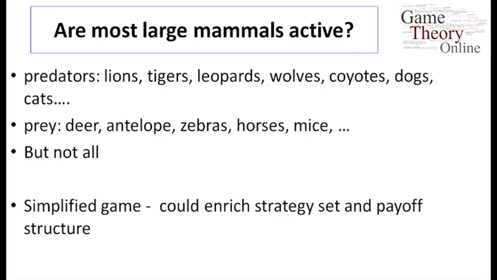So obviously we can enrich the game to take into account different kinds of habitats, changes in climate, changes in the particulars of the geography and so forth. That's going to enrich the game, but also lead to a much more complicated analysis. So for our purposes, this begins to illustrate what's going on.